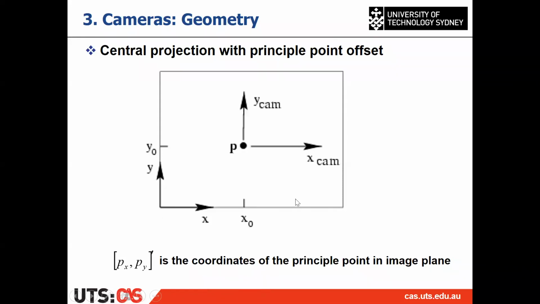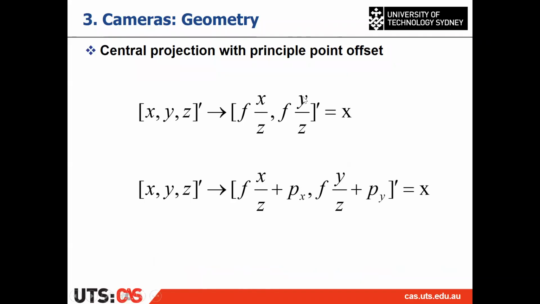So which means we need to do the principal point offset. That is quite easy. Suppose we get the xy from here, which is what we got from central projection. And suppose we know the location of the principal point, which is px and py on the image. We just add px to the x we calculated and add py to the y we calculated. And then we can find the location of the projection with respect to the image coordinates with the image origin, right? So this is central projection with principal point offset.